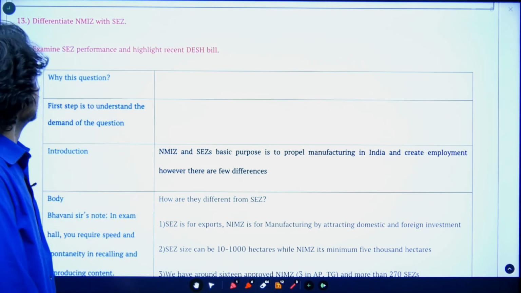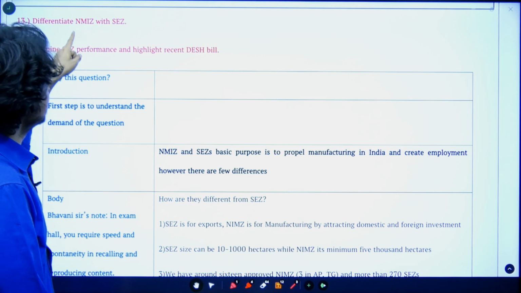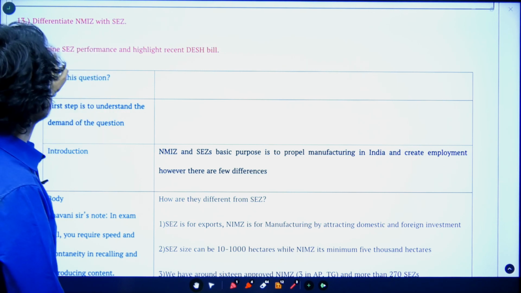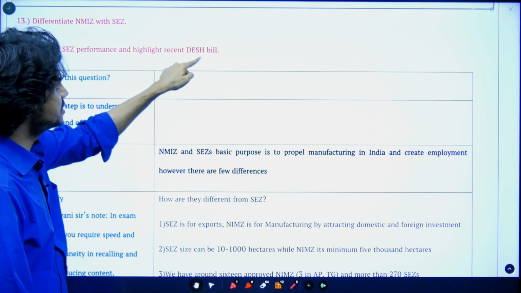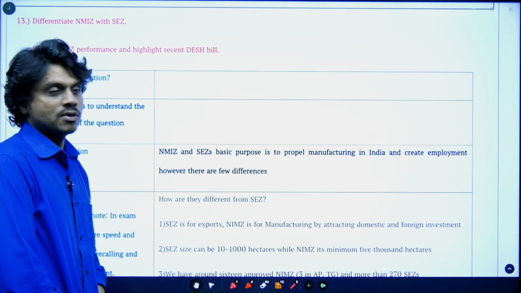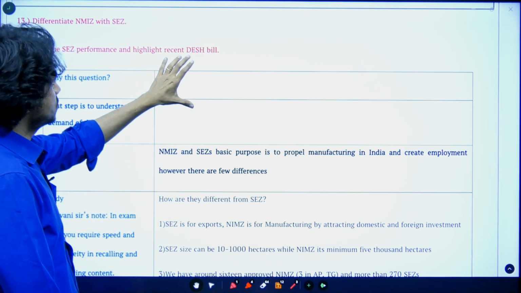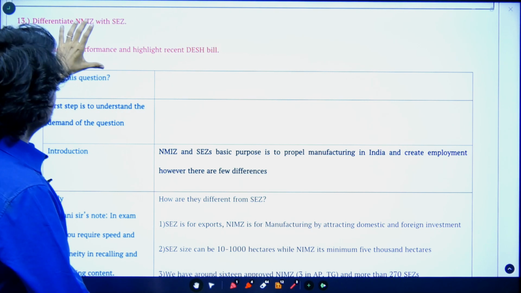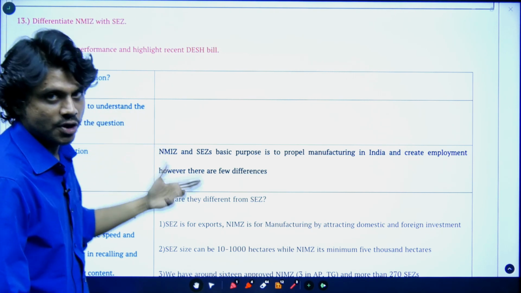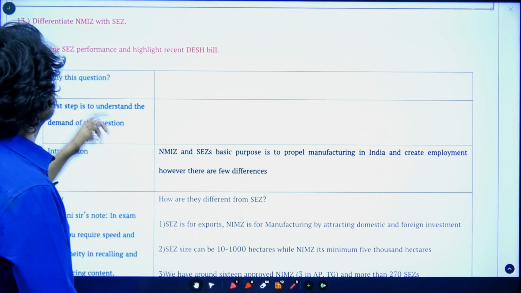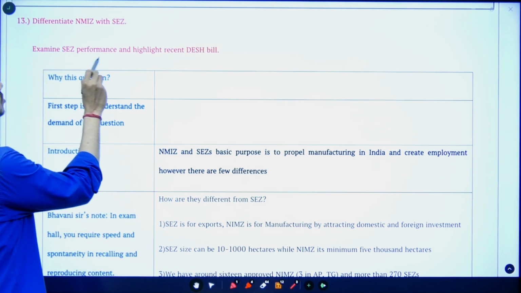Next question: differentiate national manufacturing investment zones with SEZ. Examine SEZ performance and highlight the recent DESH bill. Now if I have to give weightage to the question, what would be my priority? My priority would be giving more weightage to this component.